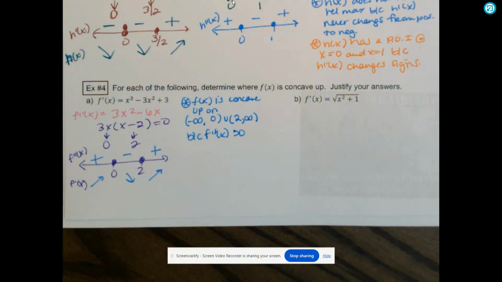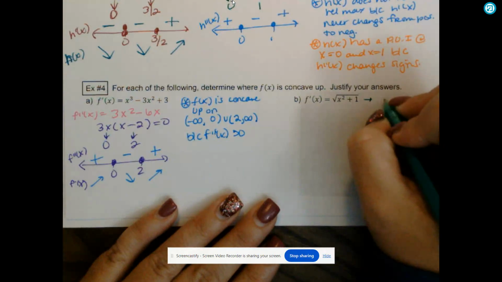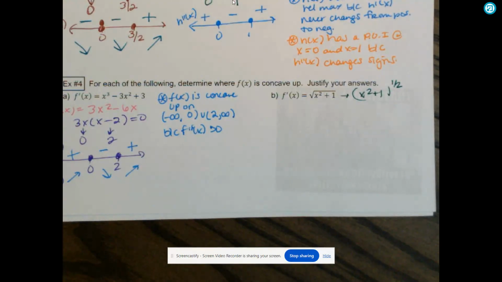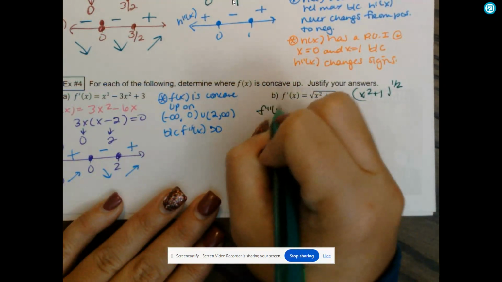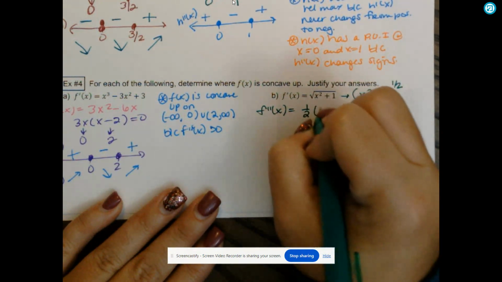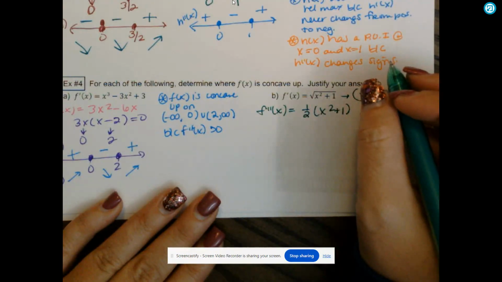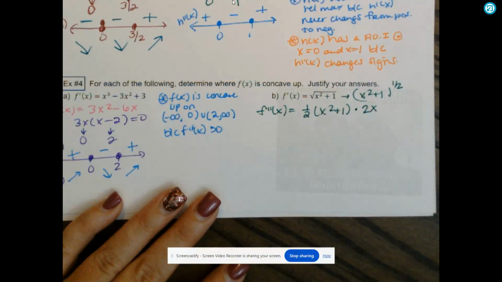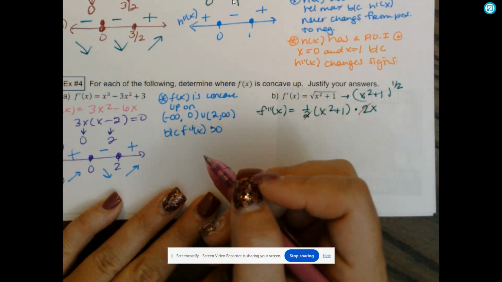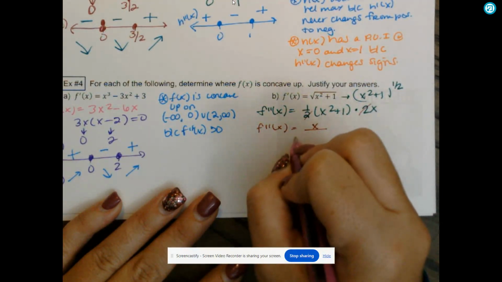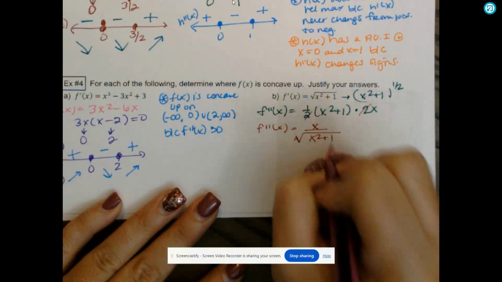All right, so for letter B, just a little different here. Remember, we're going to rewrite this as x squared plus 1 to the 1/2 power. It just makes it a little bit easier whenever we're differentiating. So when we find the second derivative here, it's going to be bring the 1/2 down front, x squared plus 1, and then we've got to chain rule this. So your 2's are going to cancel. So we end up with x over the square root of x squared plus 1.